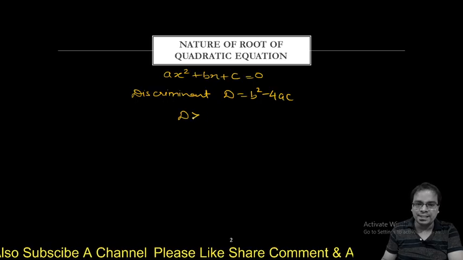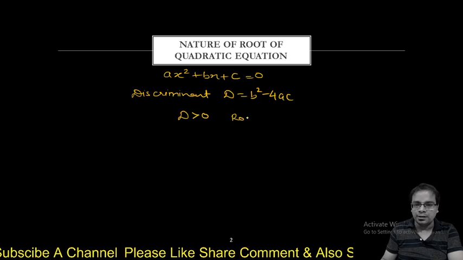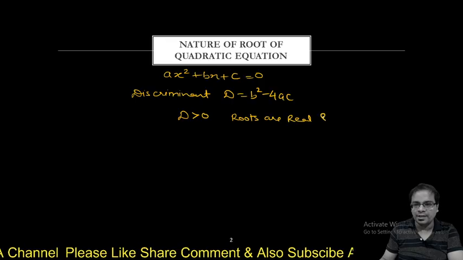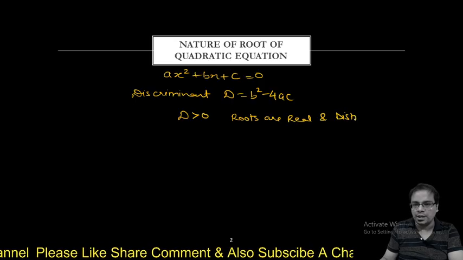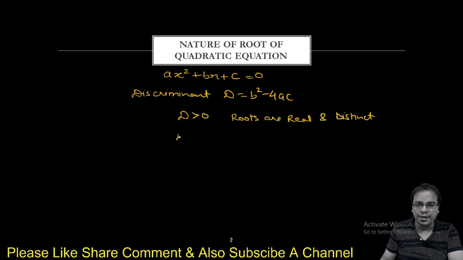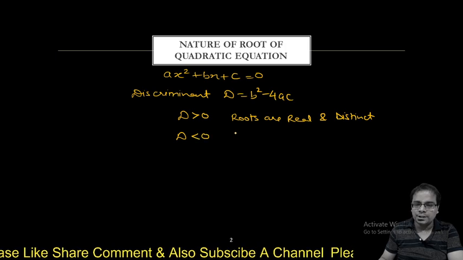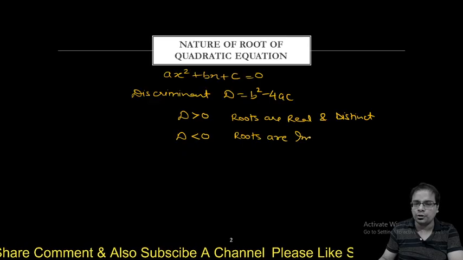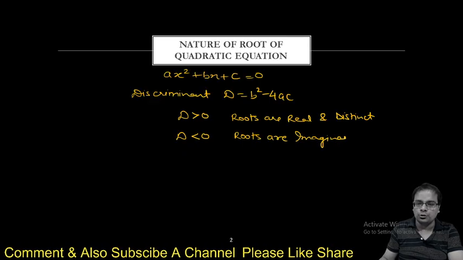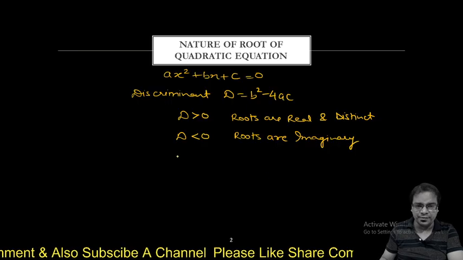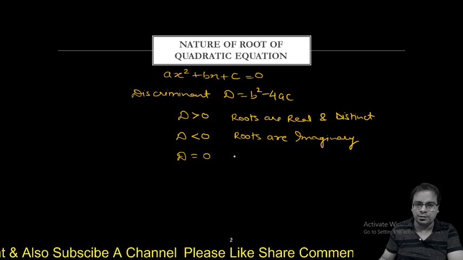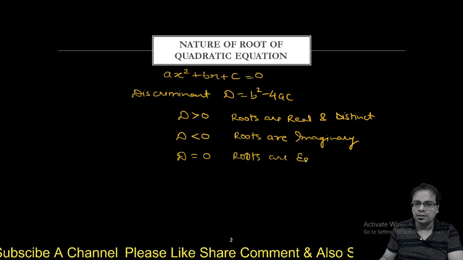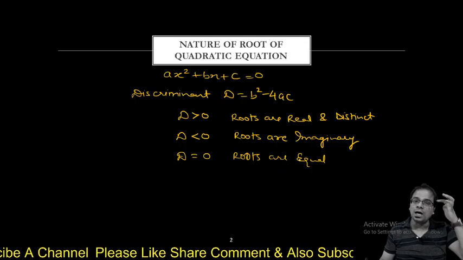If D is greater than 0, then the roots are real and distinct. If the D value is less than 0, then the roots are imaginary and we cannot find the solution of that type of equation. And if D equals 0, then the roots are equal, which means both the roots are the same.